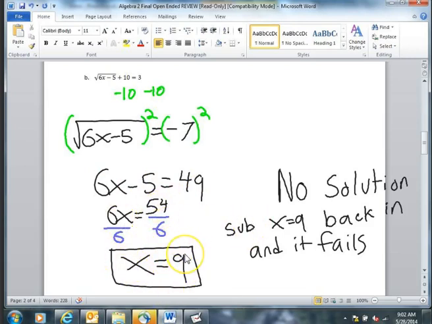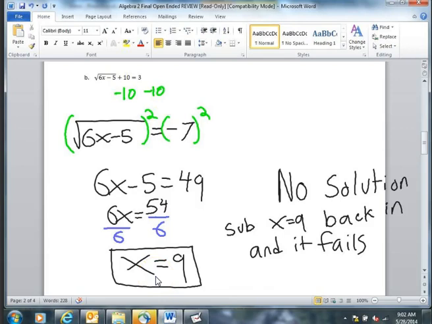Oh, happy days are here again. Except they're not. If I sub 9 back in here, 6 times 9 is 54. 54 minus 5 is 49. The square root of 49 is 7. 7 plus 10, that's not 3. Huh. Ew. This doesn't work at all.